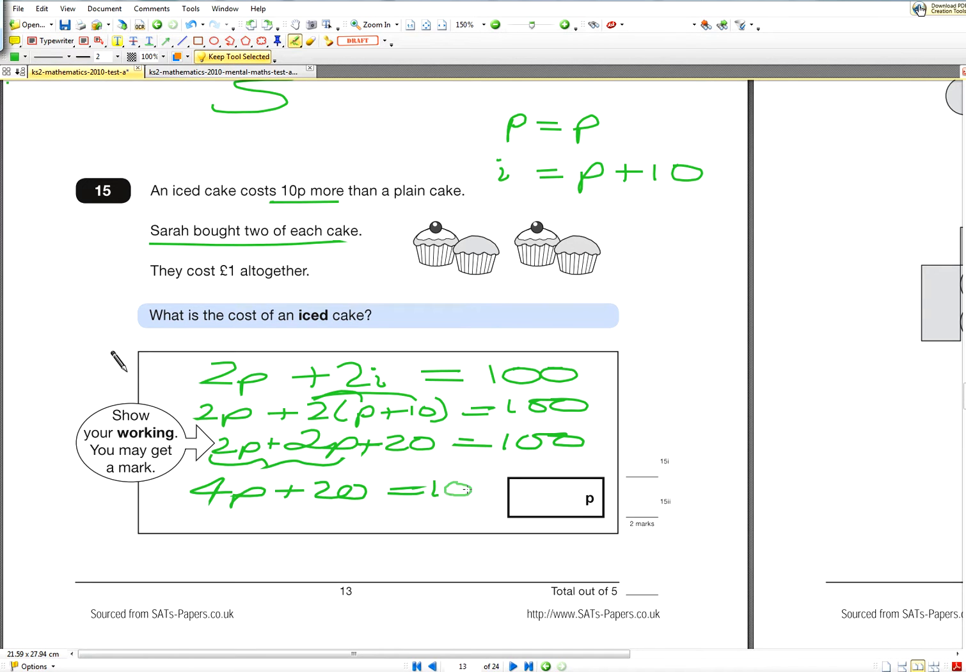Now we have to solve this linear equation. Anybody got any ideas how we're going to solve that? So we're going to work out the value of P in this equation. So it's been multiplied by 4 first of all. It's called the first action. Then it's been added by 20, the second action. Which action do we always move first? The second one, the last action.